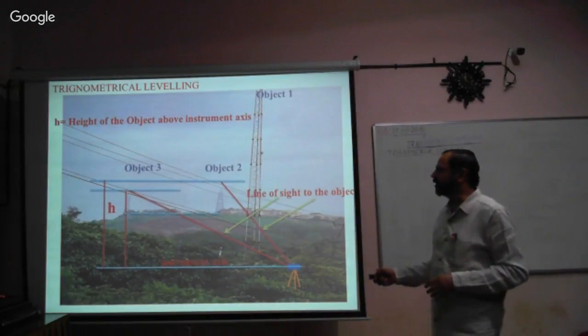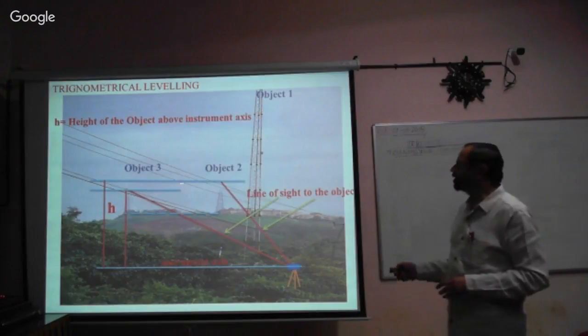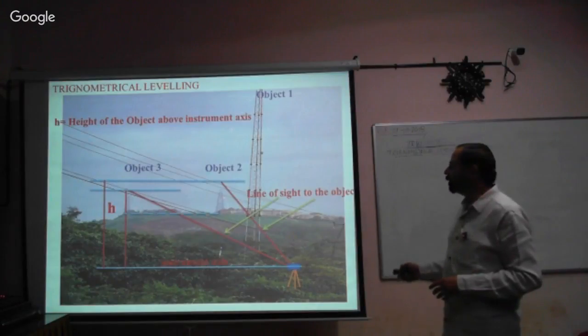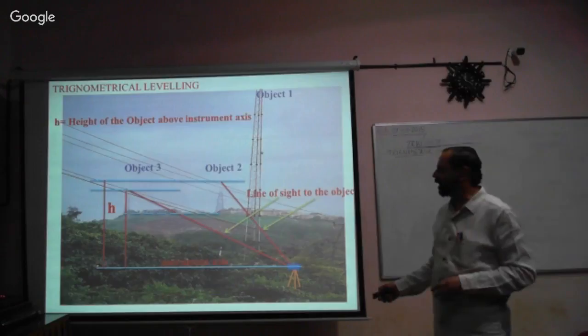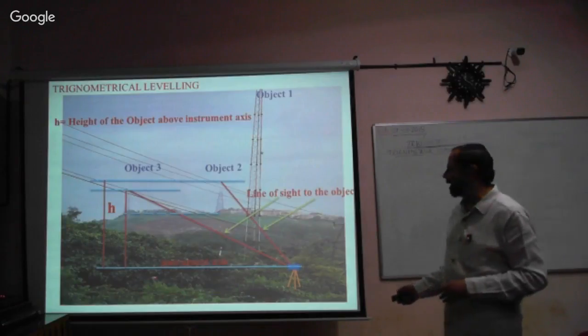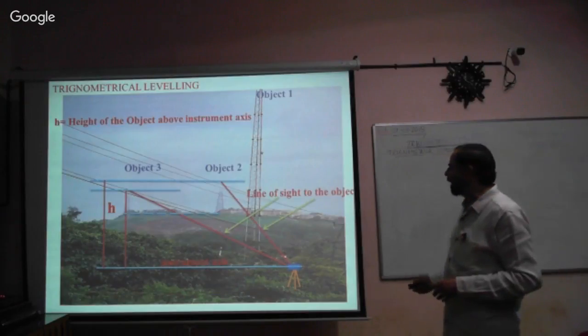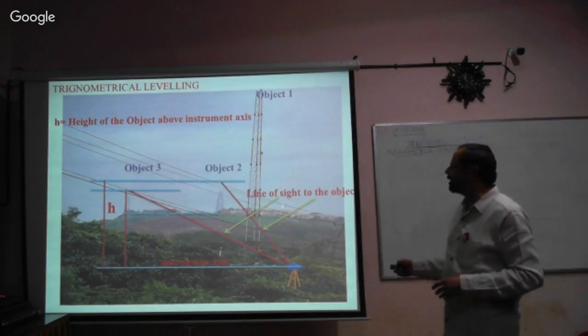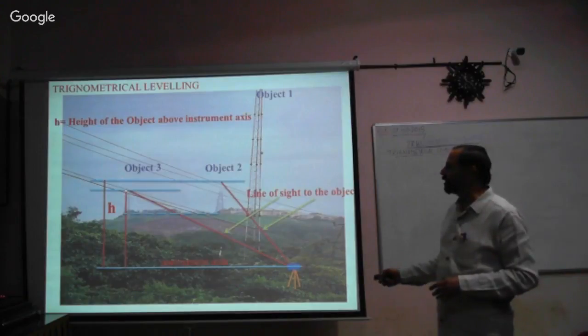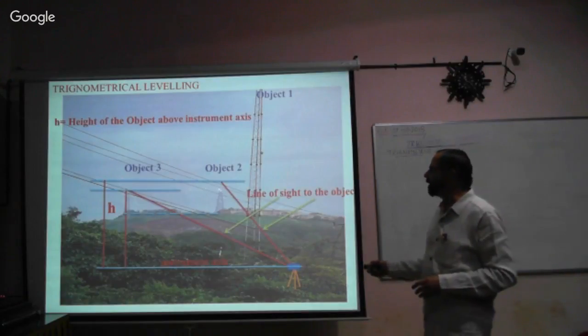Now let us understand this. This is object 1, object 2, object 3. This is the instrument station. The instrument is installed and level, so the line of sight is horizontal. This is the horizontal line of sight, and these two are the inclined sights, bisected to object 3 and bisected to object 2.